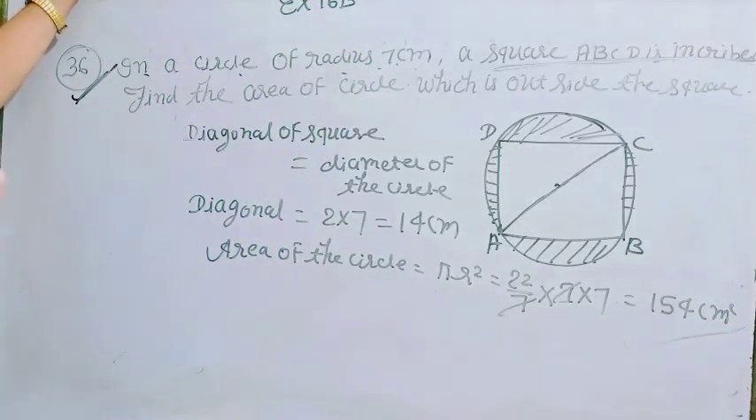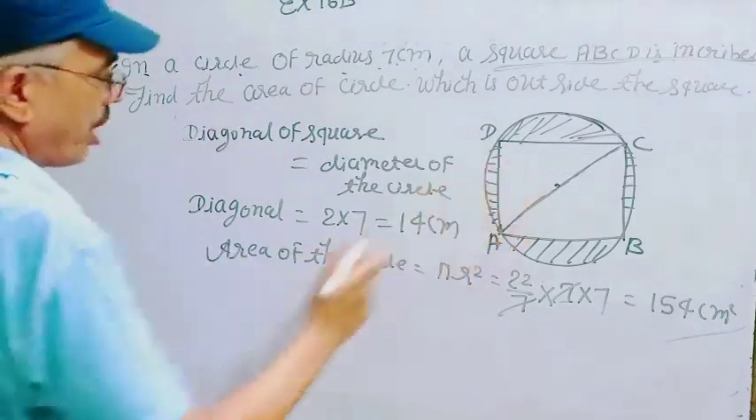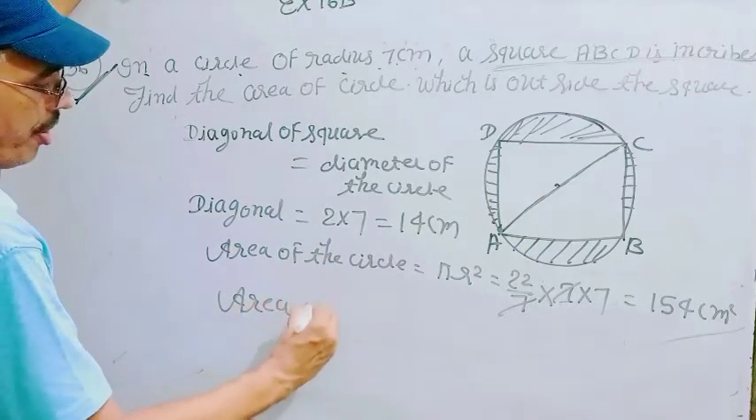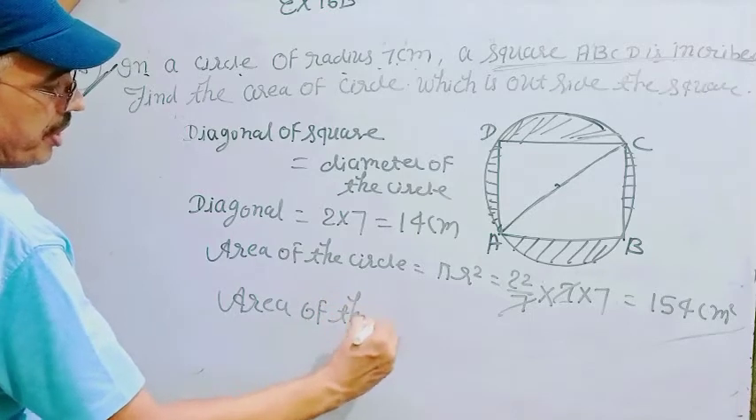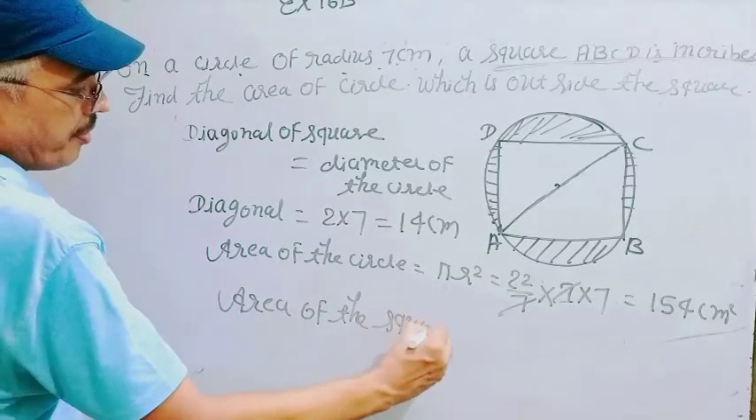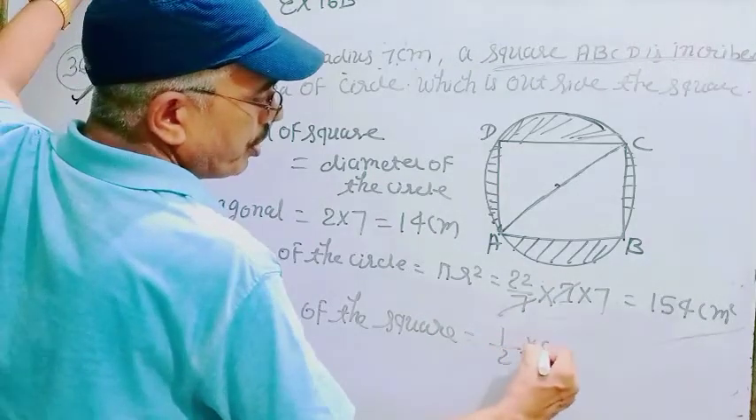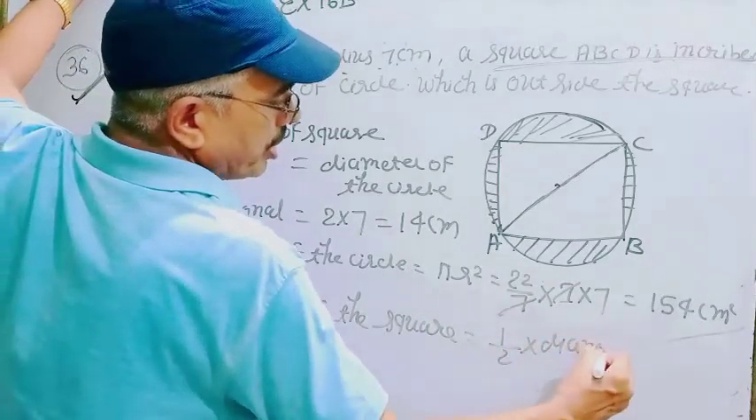Next, what is the area of the square if the diagonal is given? Area of the square, if the diagonal is given, then the formula is 1 by 2 into diagonal square.